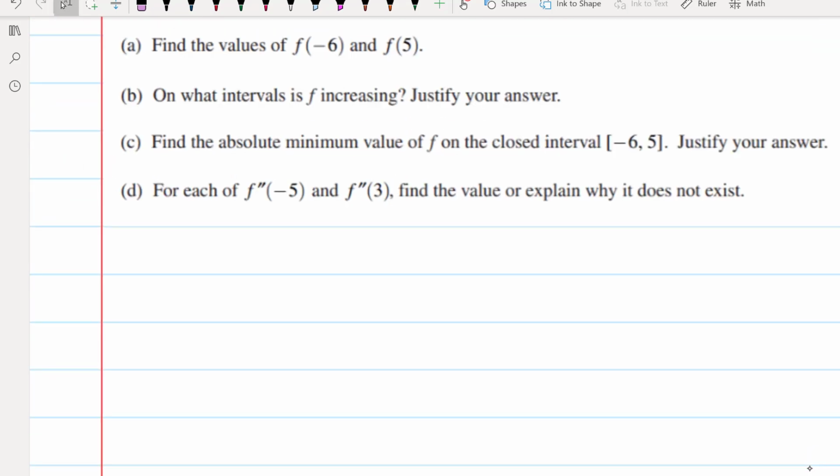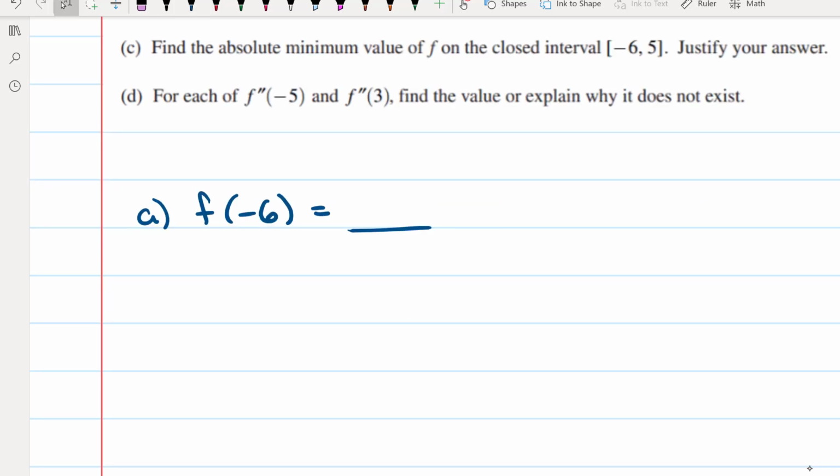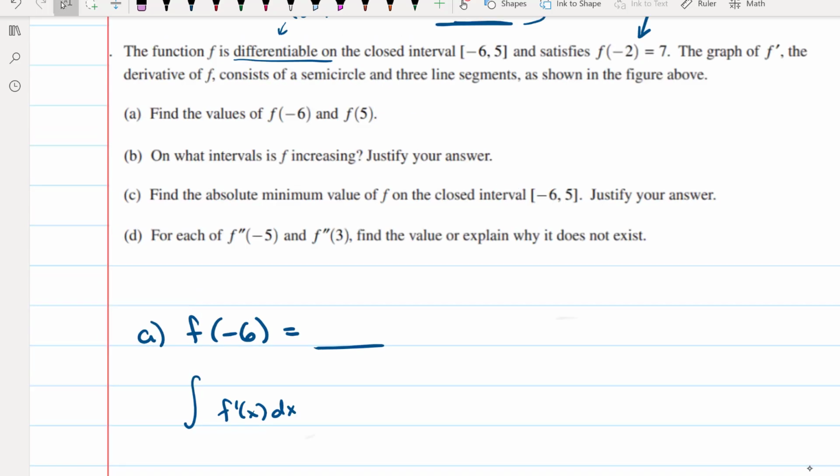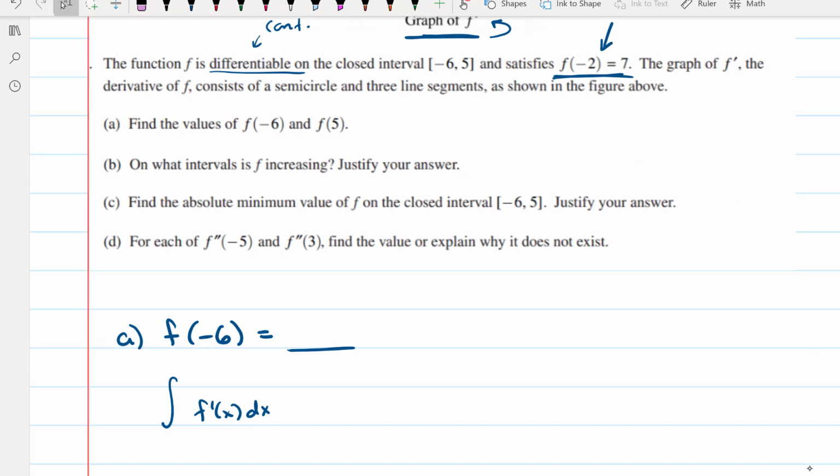Okay. So f of -6. Well, if I want to know f of -6 and I have the derivative, I'm going to go ahead and integrate the derivative. And I'm going to make sure I use the one value I know, which is -2. And I'm going to use the value I want, which is -6. So it's -6 to -2. And this is going to equal f of -2 minus f of -6. So this is going to give me the value I want in a second.